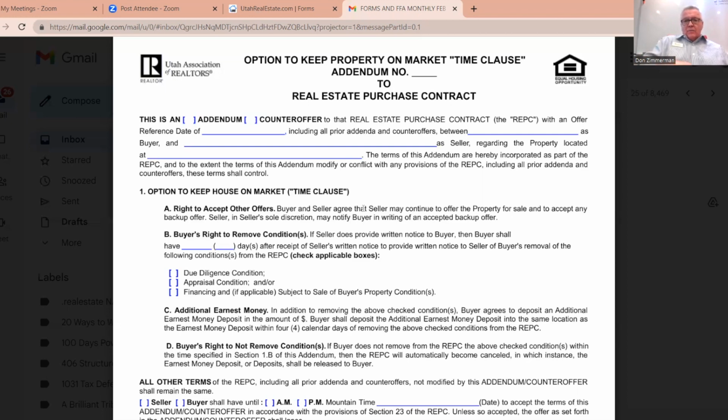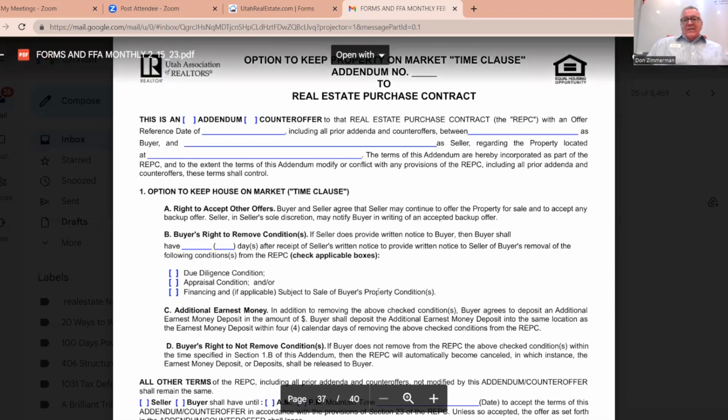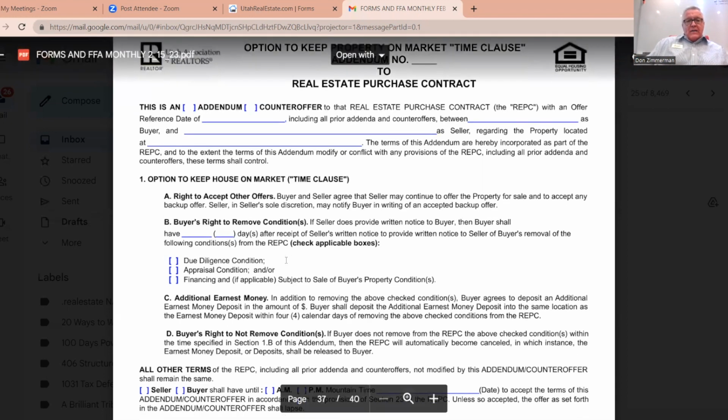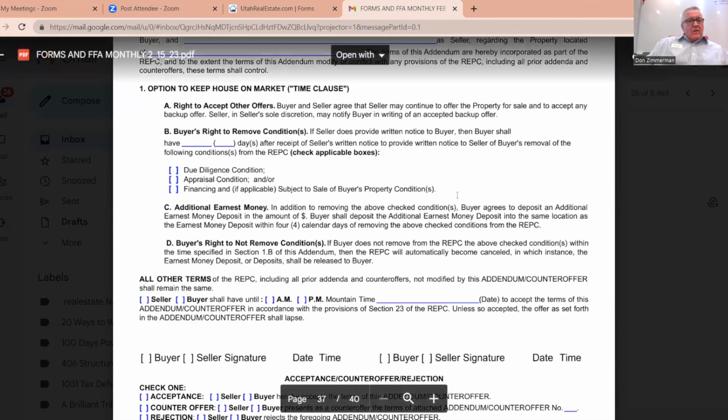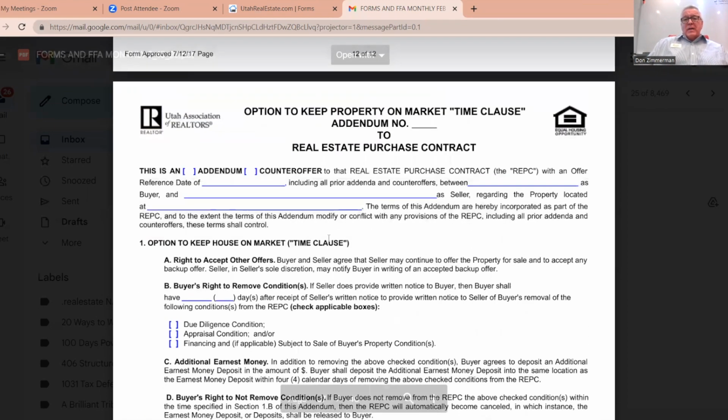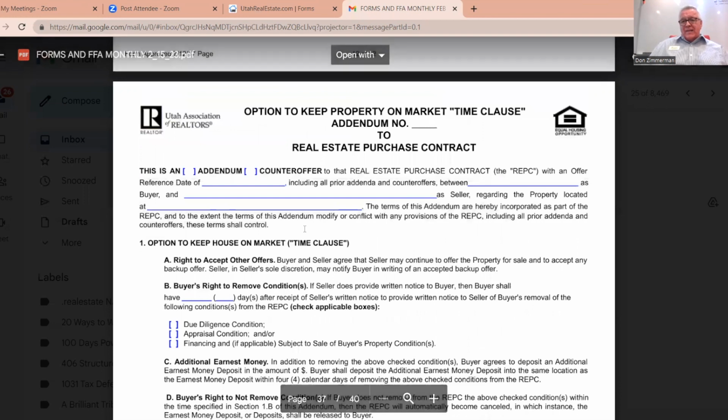Okay, so this is the addendum for the time clause. So if somebody sent me an offer, but they had a house to sell, we would counter back with this particular addendum. Normally I give them, this used to be called a 72-hour time clause addendum.